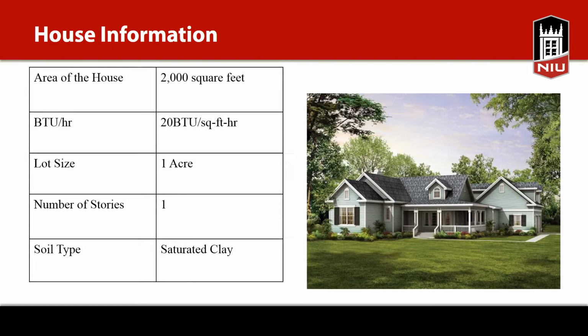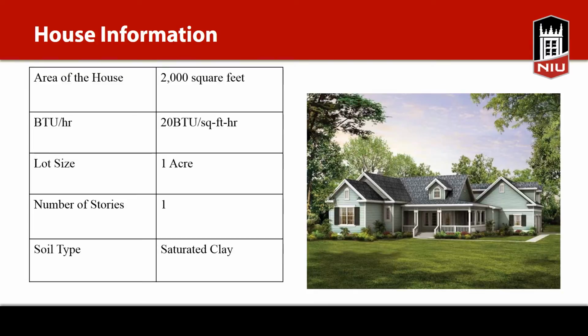The size of the house for which the geothermal system was designed was a 2,000 square foot home of 1 story. It was learned through research that the average house requires 20 BTUs per square foot per hour to maintain a constant temperature. For our system, this led to a requirement of 40,000 BTUs an hour, giving us the necessary heat exchange rate. This also converts to 11.72 kilowatts, which will be used in calculations.